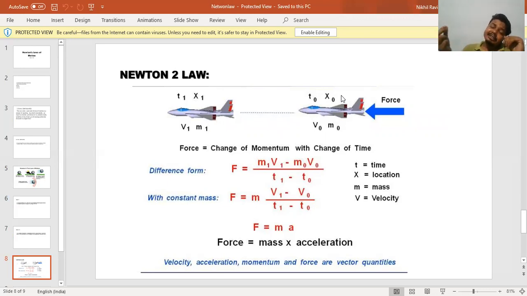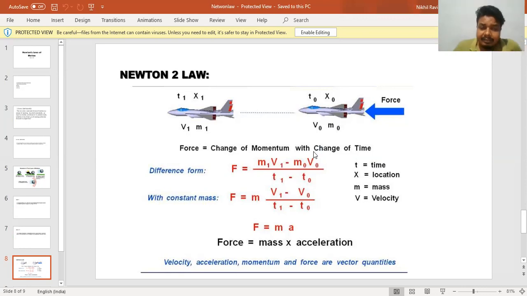After that, force is exerted on the aeroplane, or you can say it is starting to fly. So there are V naught and M naught, meaning initial velocity, initial mass, and T naught, the initial time, and x naught, the initial location. When we discuss graphs of these parameters, location is also important. So x naught defines the location, guys.